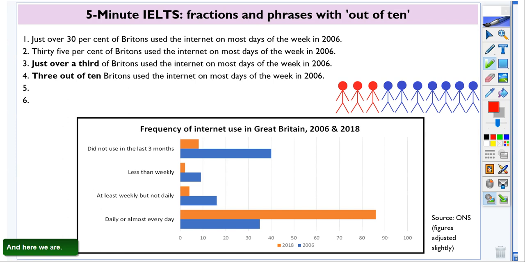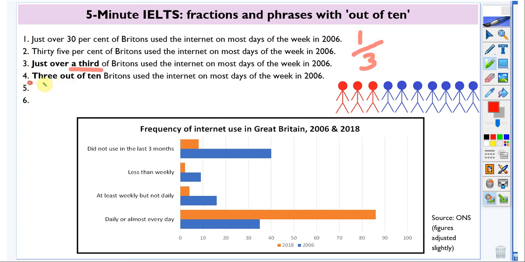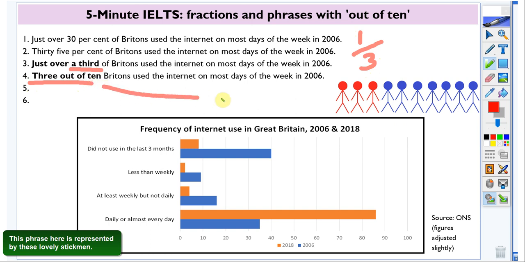And here we are. When we say a third, obviously we mean this fraction. This phrase here is represented by these lovely stick men, and clearly these 3 red men are the ones we are focusing on.